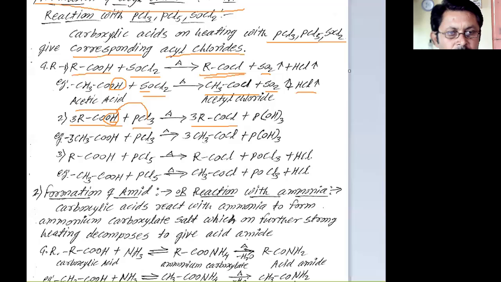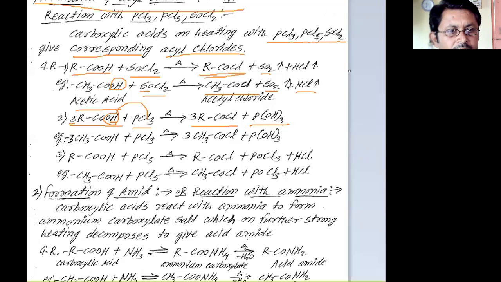There are three hydroxyl groups because it is a triol. That means it contains three hydroxyl groups, which are replaced by three chlorine atoms. Then the three hydroxyl groups are free and combined with phosphorus, we get phosphorus trihydroxyl, that is P(OH)3.